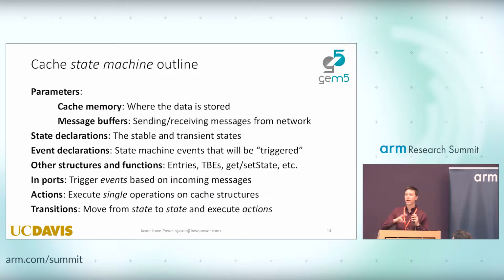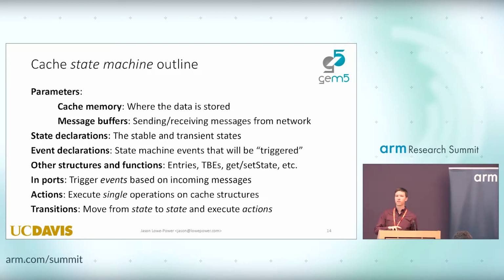All right, so let's go through a quick outline of what we expect to see in these state machine files. The first is parameters, and these parameters also often include a cache memory, and the cache memory is where the data for the cache is stored. So the state machine file is really just a file that describes the state machine or the cache controller. All the data is in this other separate object, which is a parameter.